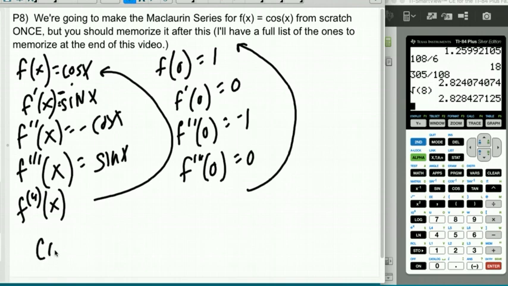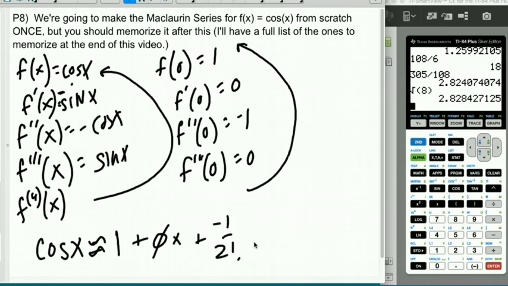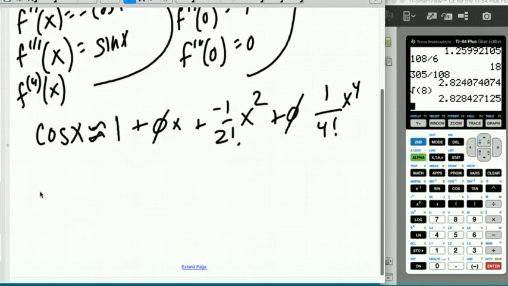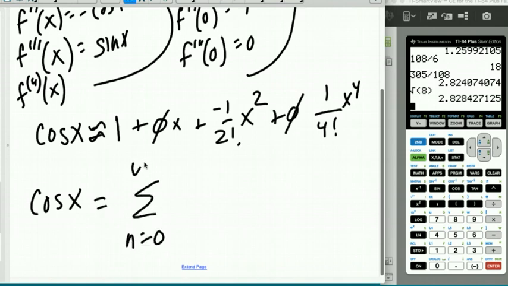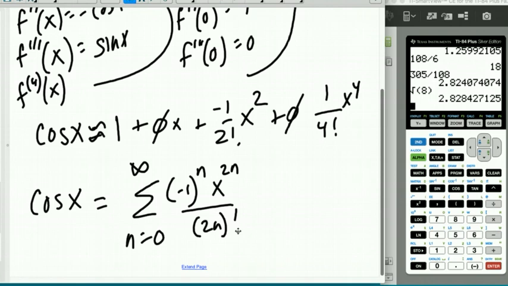So what's going to happen is that your cosine is going to be the first term, and we'll say approximately until I write all of them. But then there won't be an x to the first, because there's not an x to the first. And then a negative 1 over 2 factorial x to the second. And then there won't be an x to the third. But then there will be an x to the fourth. And then there won't be an x to the fifth, etc. So the cosine of x can be written as the infinite sum, starting at n is 0 to infinity, of negative 1 to the n, x to the 2n over 2n factorial.